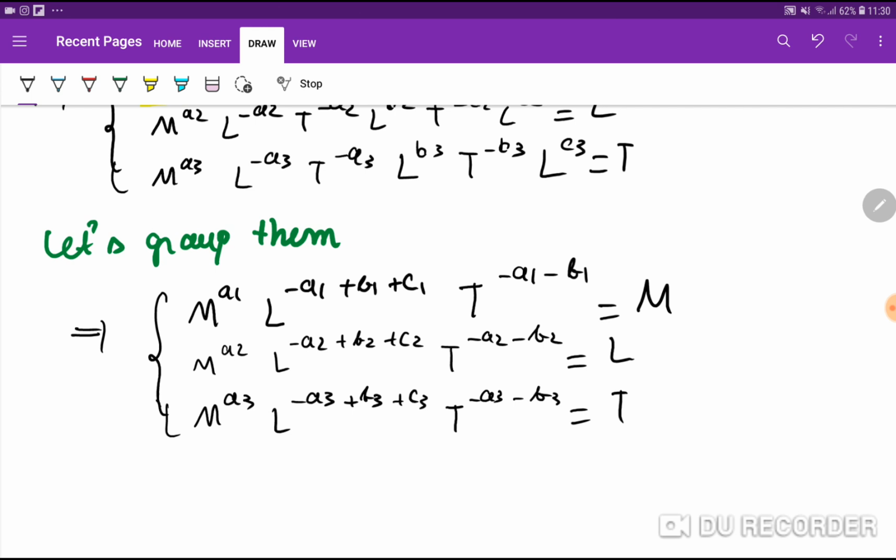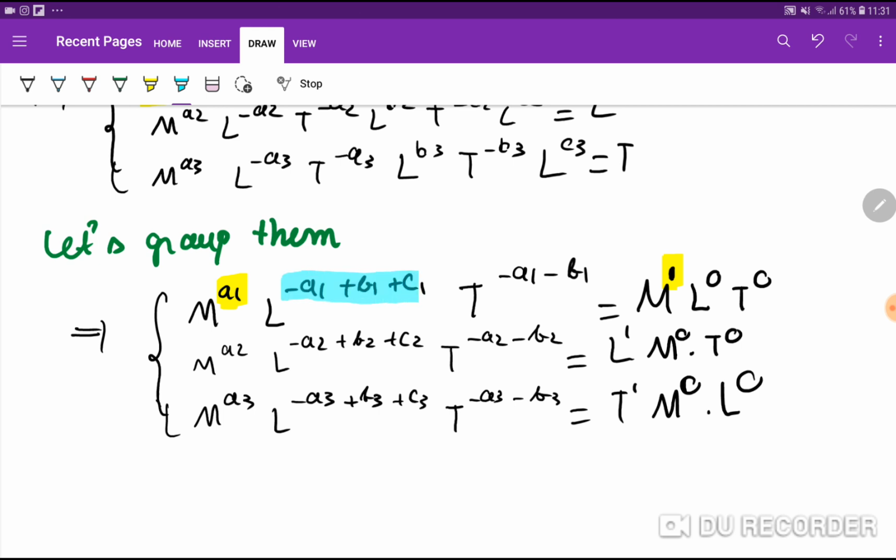If you're not clear, this is m to the power 1, L to the power 0, T to the power 0, equal to m to the power 0 times L to the power 0 times T to the power 1. So for the left hand side to be equal to the right hand side, the powers have to be equal, right? So A1 has to equal 1. On this, negative A1 plus B1 plus C1 has to be equal to 0.